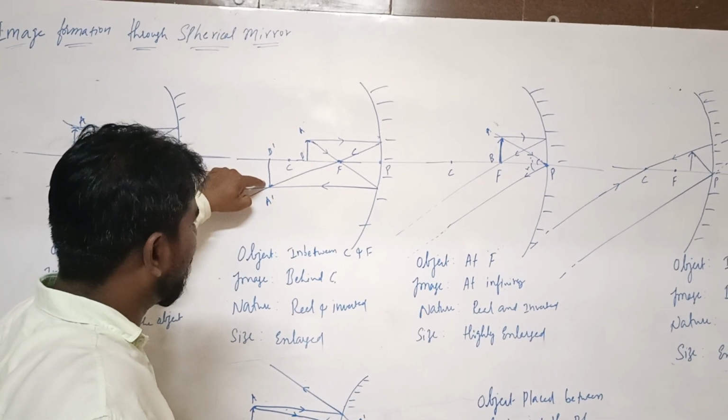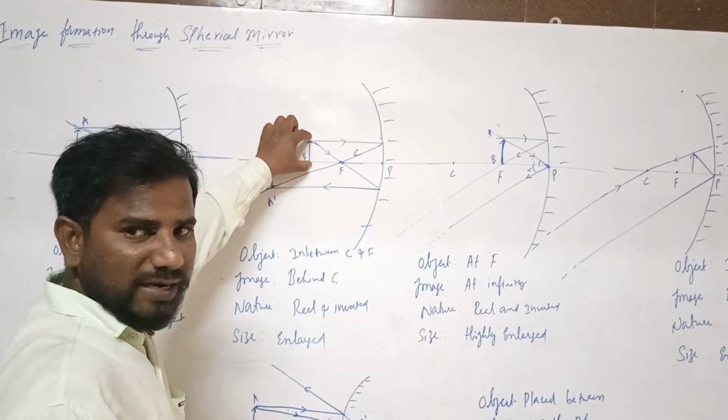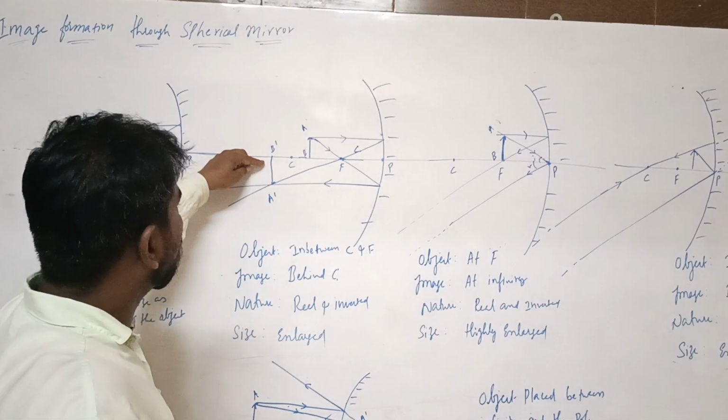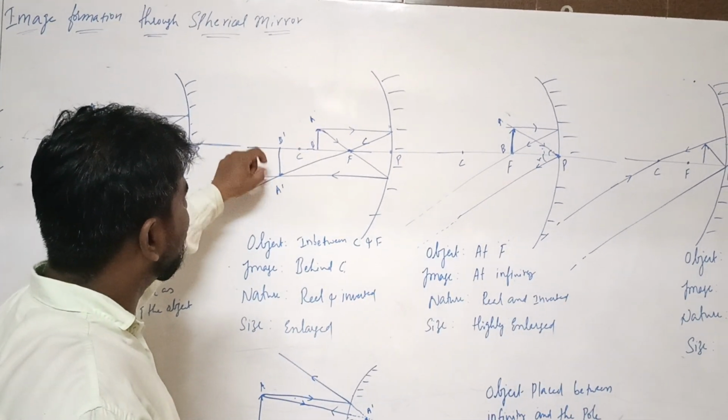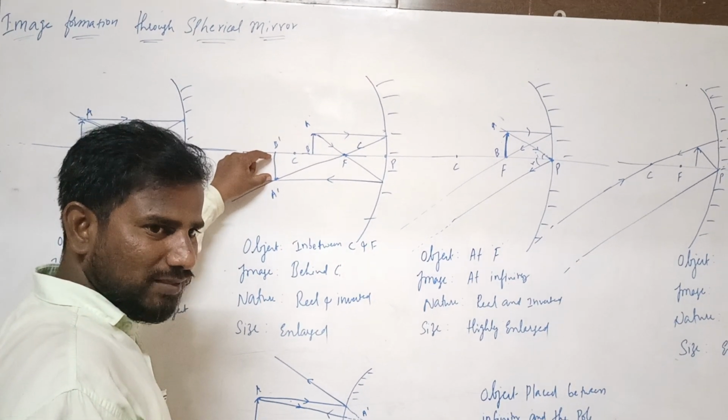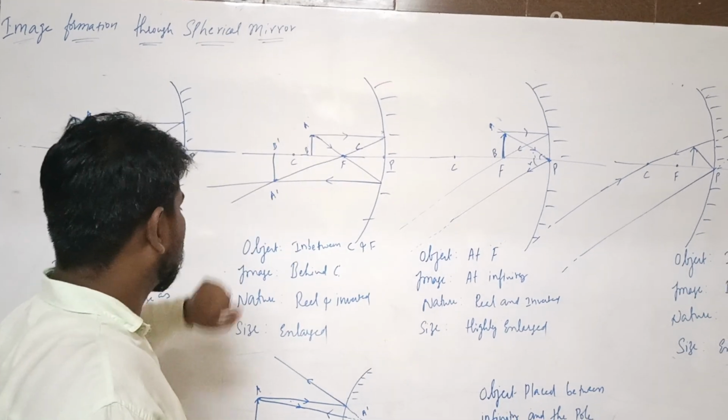Here two rays are meeting. So when the object is kept at C, image formation takes place at C, which is real and inverted. The size of the image is the same as the object.